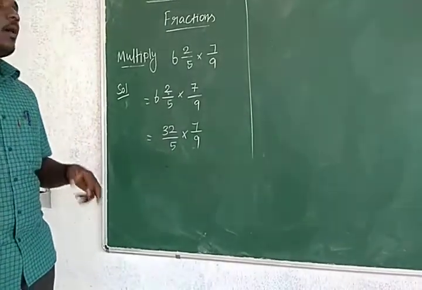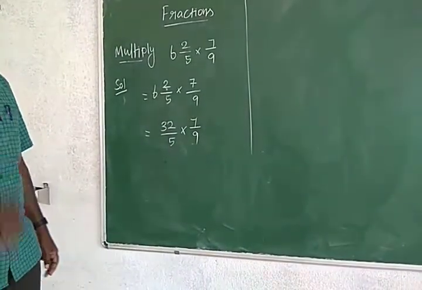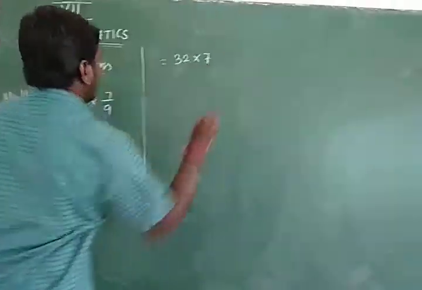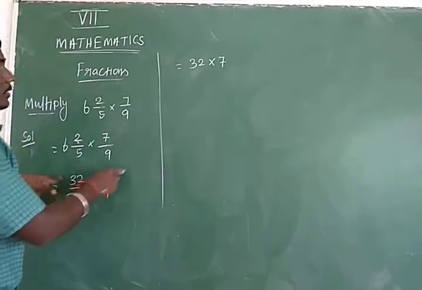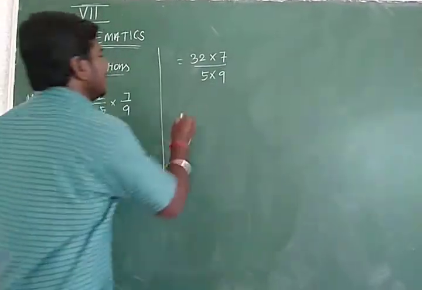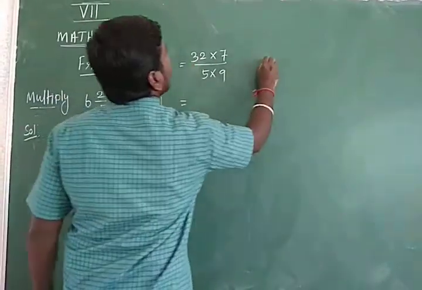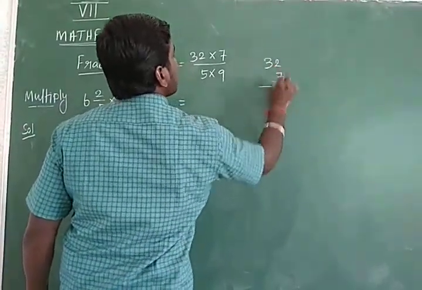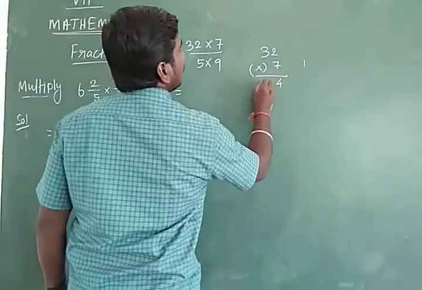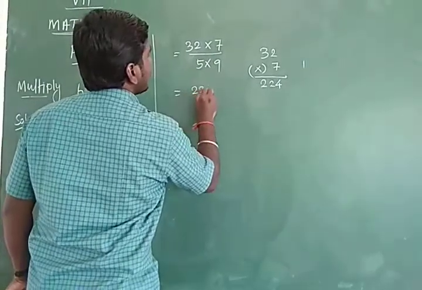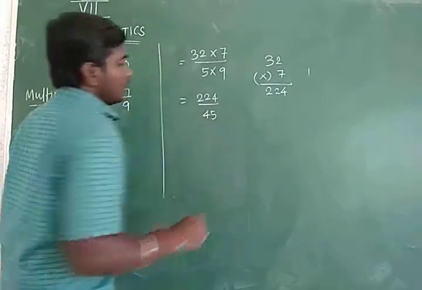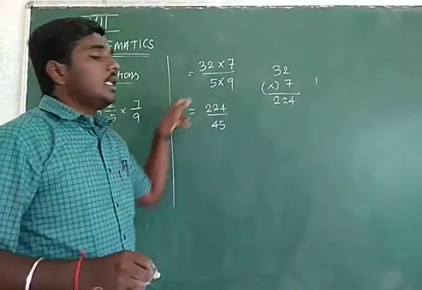Next, this is a fraction, this is a fraction. What is the concept? Product of numerators divided by product of denominators. Product of numerators: 32 into 7, divided by product of denominators: 5 into 9. Multiply 32 into 7. 2 7s are 14, remainder balance 1. 3 7s are 21, 22. So 224 divided by 5 9s are 45. It is an improper fraction.